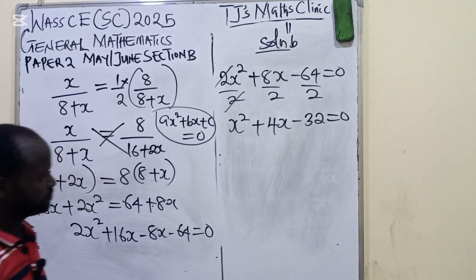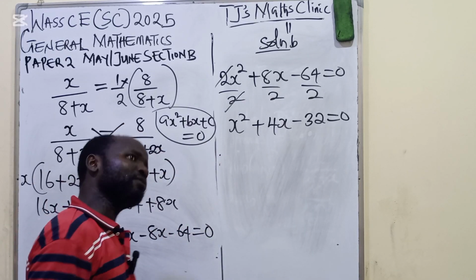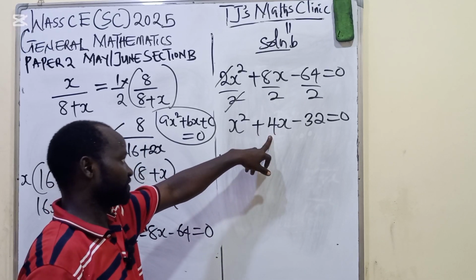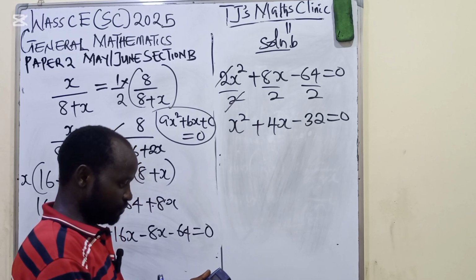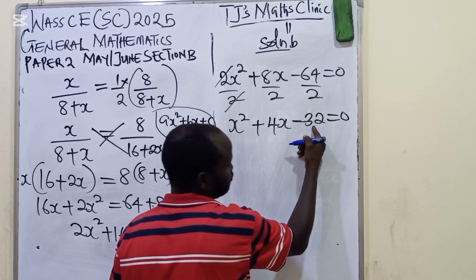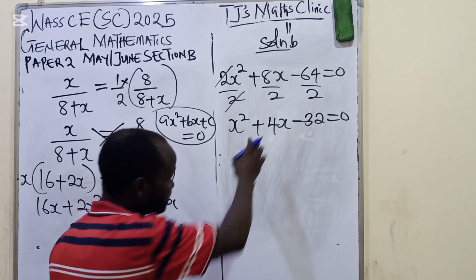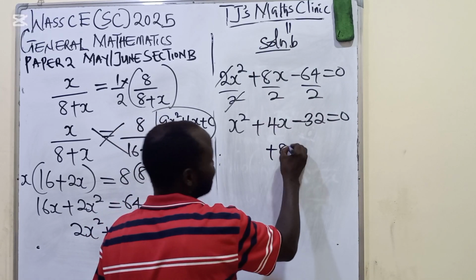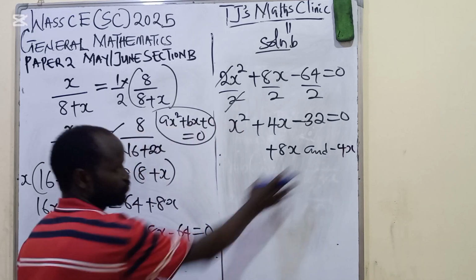Is it factorizable? Two factors of 32 that can give us plus 4x. Of course, the larger factor has to be positive because of the positive number in the middle. 8 and 4. 8 times 4 is 32. It means, since we have negative 32 here, one of the factors will be negative. But you have to check the middle term. If it is positive, the larger number will be positive. So the two factors are plus 8x and minus 4x. These are the two factors.